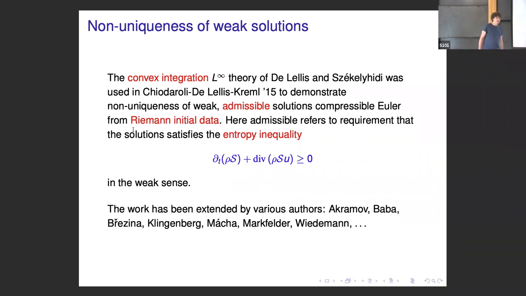Riemann initial data is piecewise constant. So it's just a straight discontinuity, like one and one half for the density. And they show that if you impose the entropy inequality, you still get non-uniqueness. Yeah, and this has been extended by various authors. I'm sorry if I don't cite all the authors. I'm not familiar with the literature.